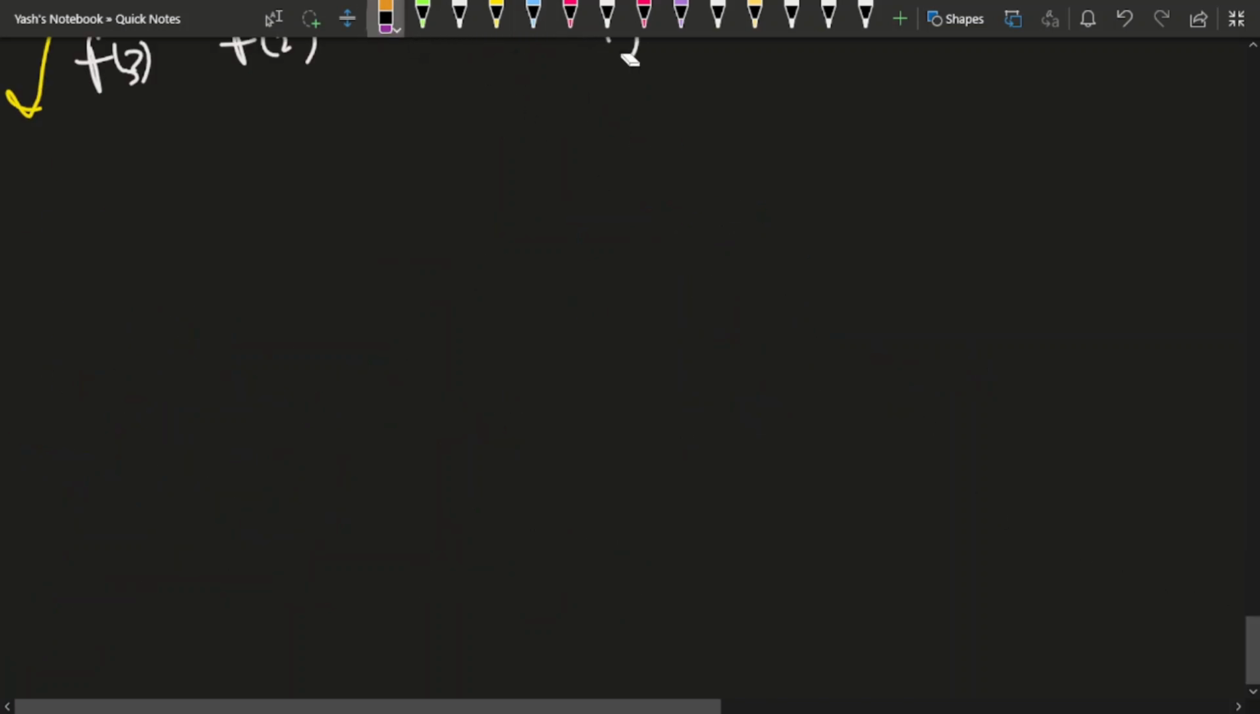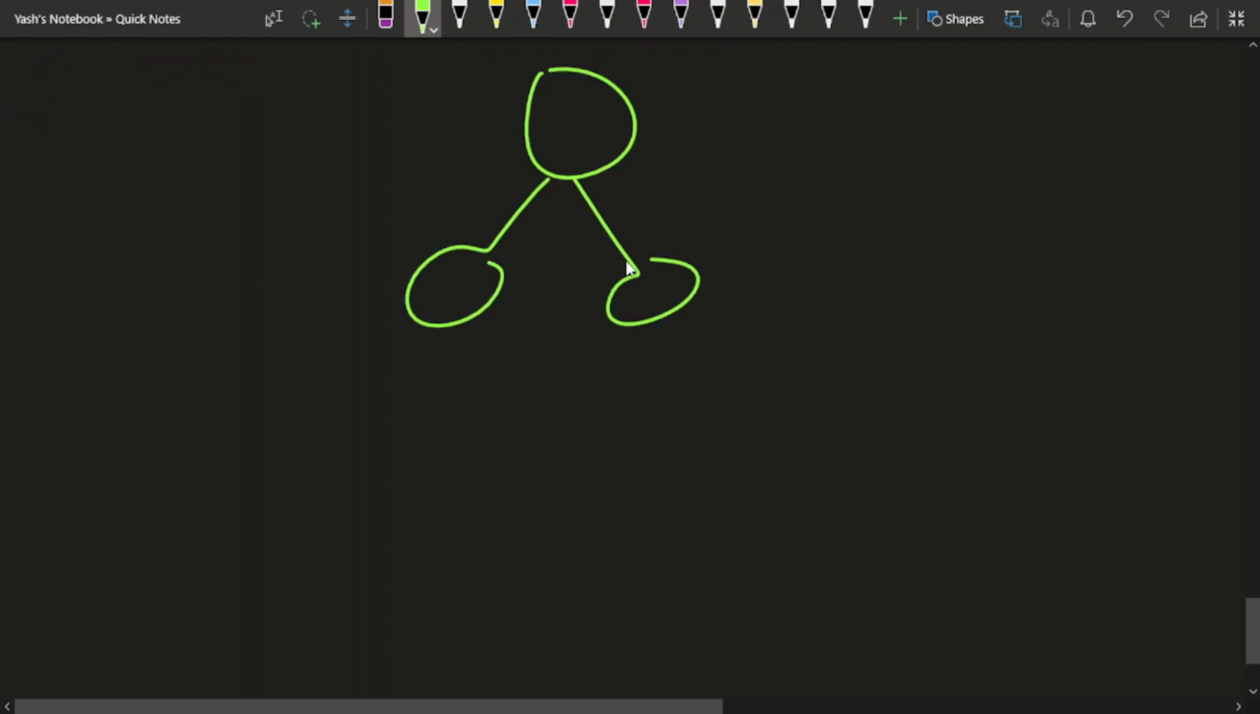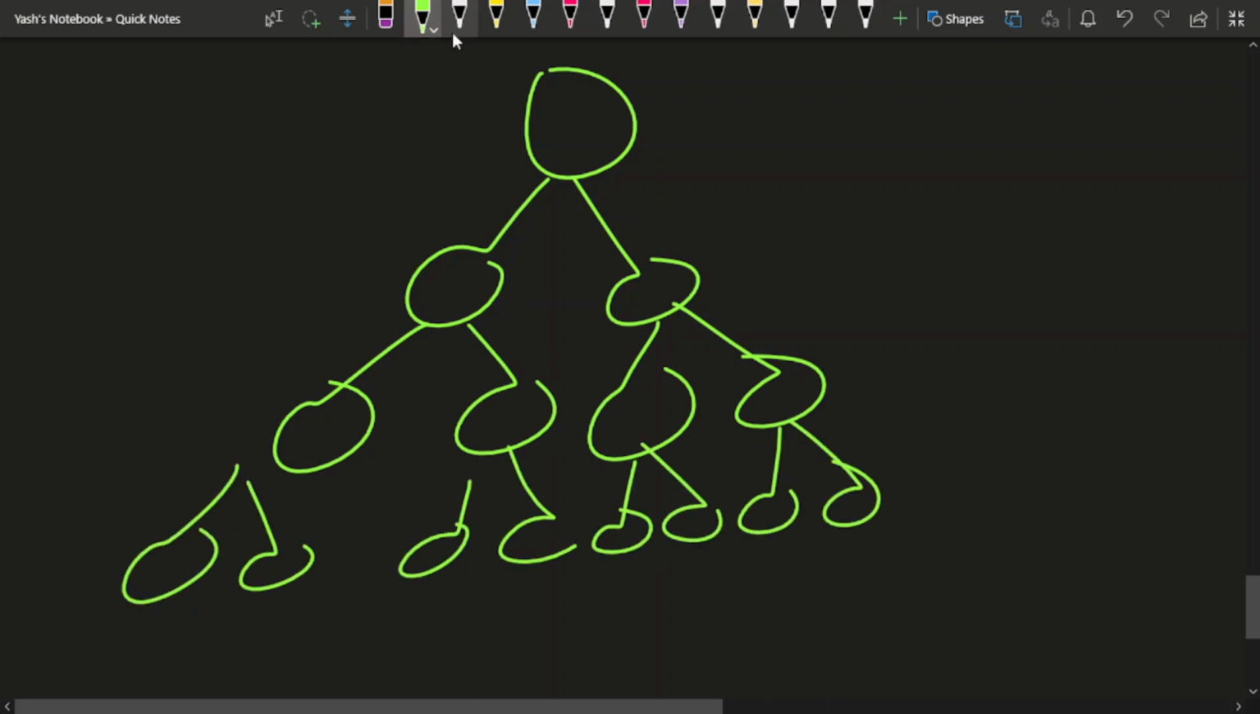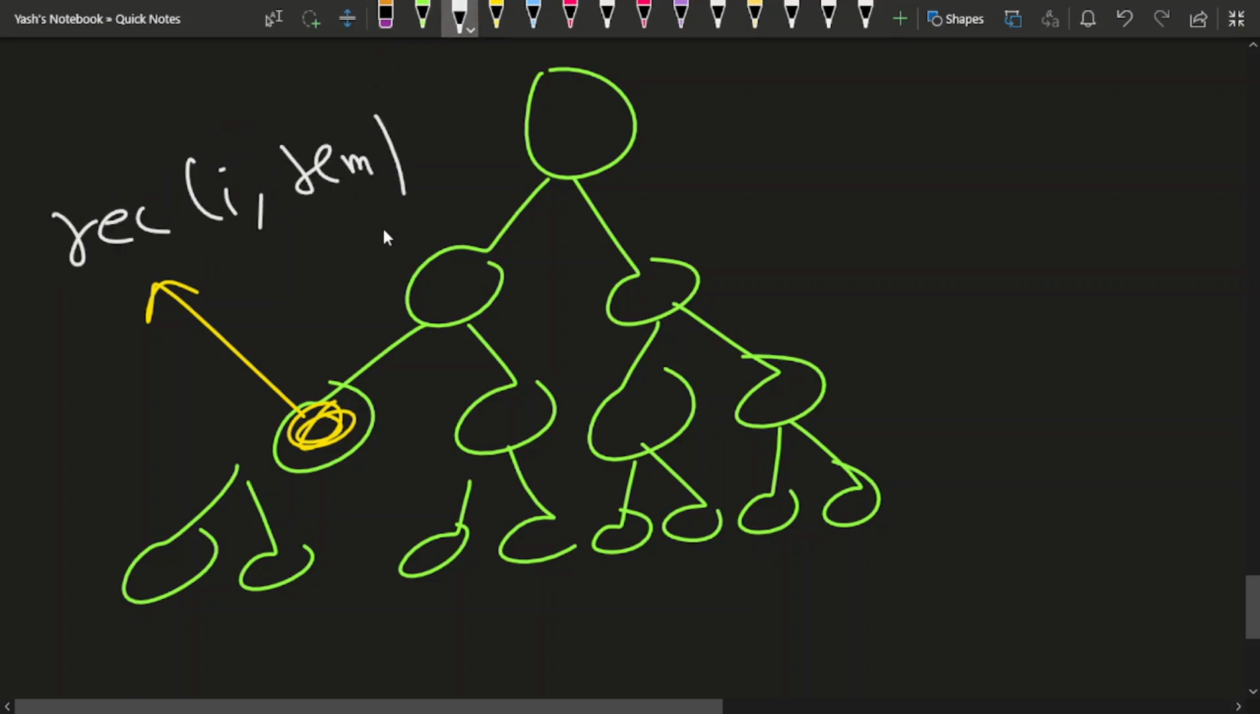I'll show you through the recursive tree diagram. The case here is also the same. If you have a lot of recursive calls happening, and suppose you have already calculated this particular recursive call, let's say recursion of I comma, let's use the white color, recursive of I comma remaining, and you have already calculated it here, and let's say you also find it here.